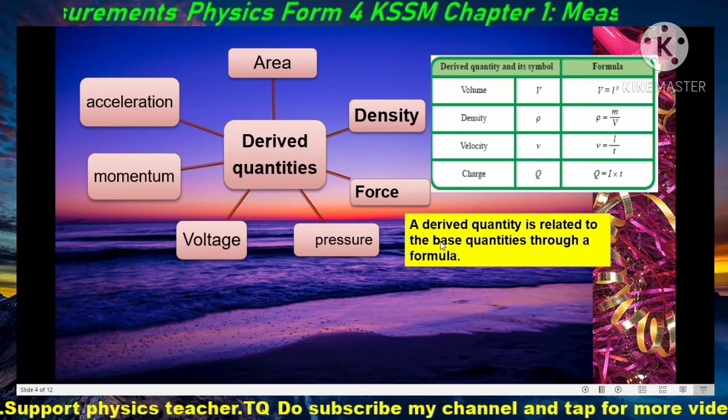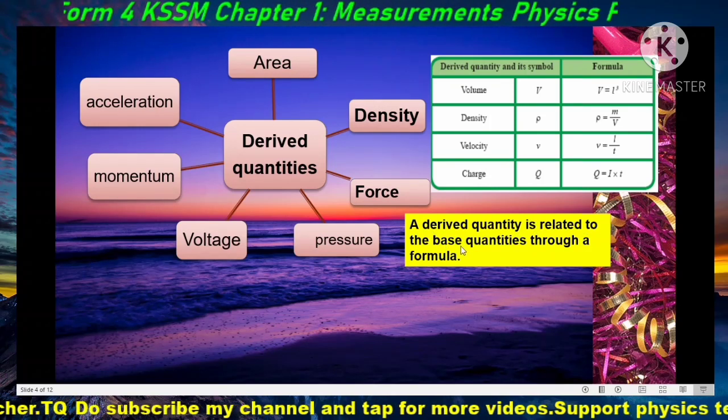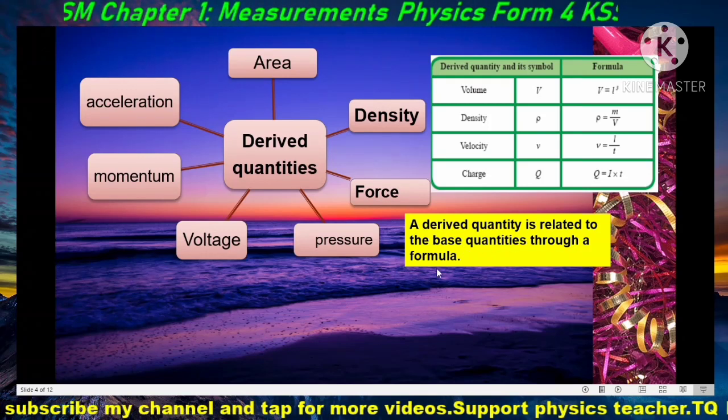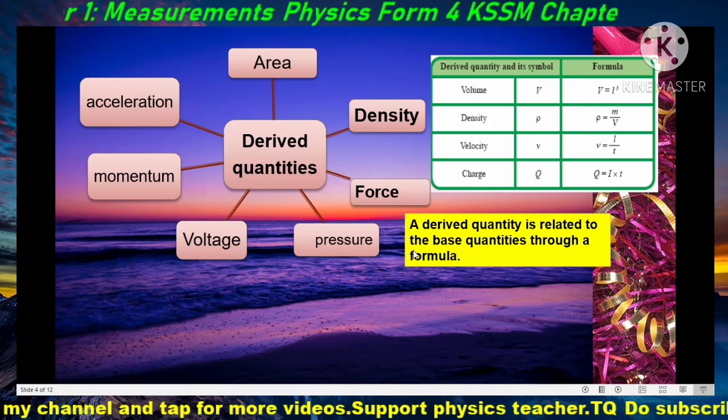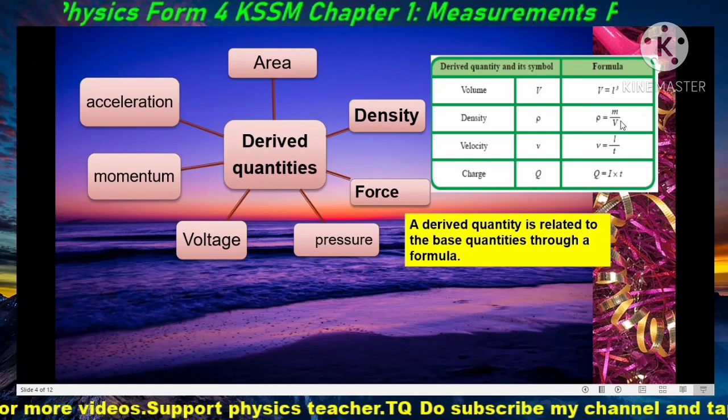Why is there a formula? Because actually derived quantity is related to base quantities through a formula. When we use a formula, it means there is an operation of multiplication and division.